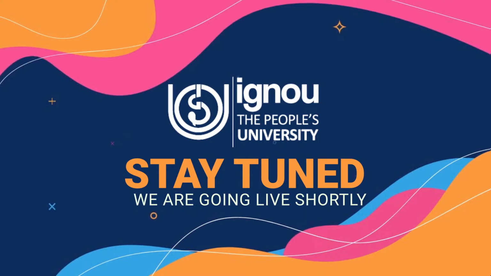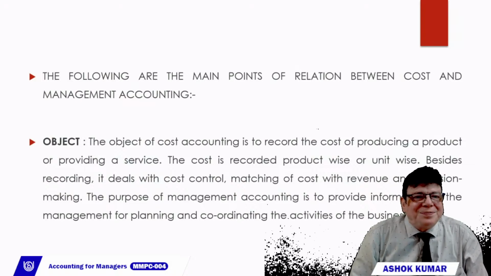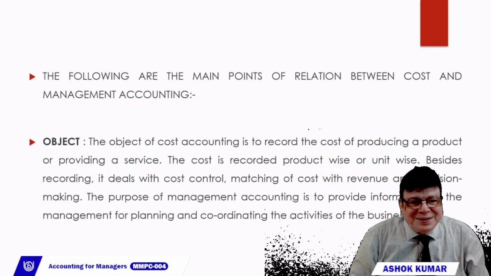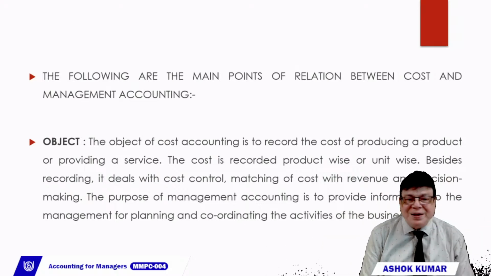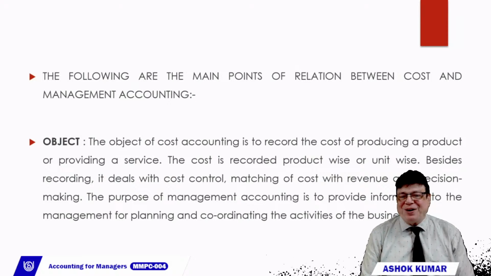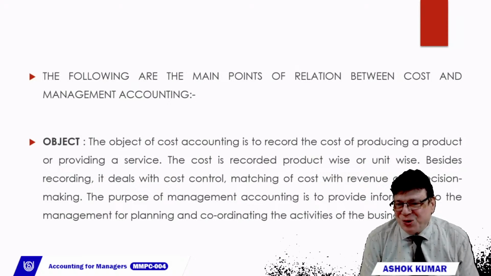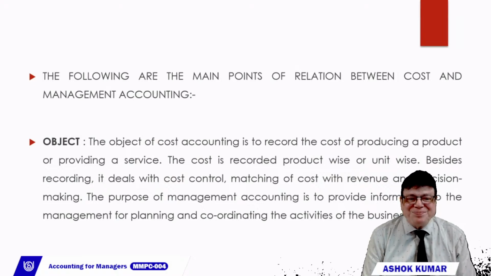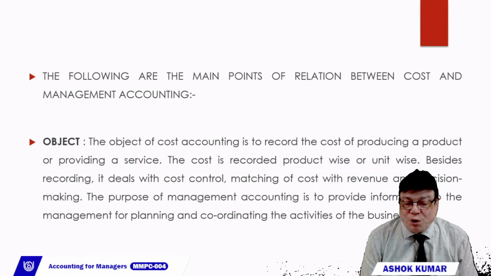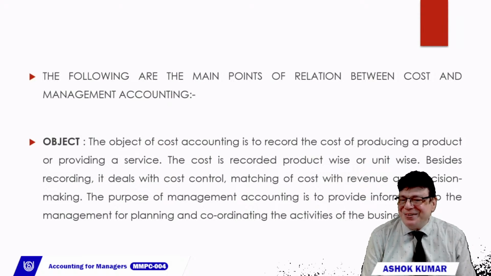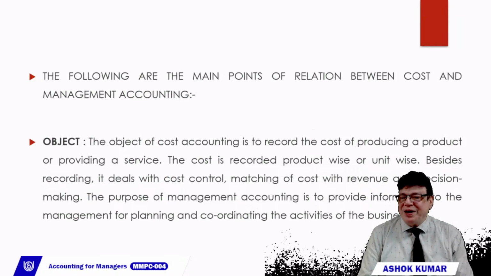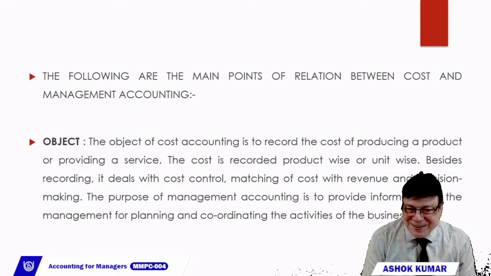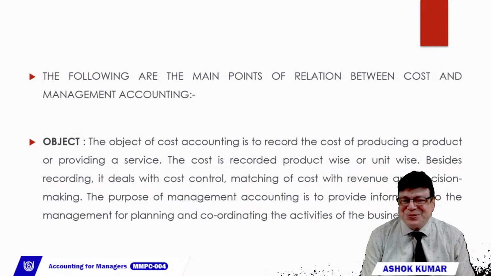Now we are going to study the relation between cost accounting and management accounting. The object of cost accounting is to record the cost of producing a product or providing a service. The cost is recorded product wise or unit wise. Besides recording, it deals with cost control, matching of cost with the revenue, and decision making. The purpose of management accounting is to provide information to the management for planning and coordinating the activities of the business.